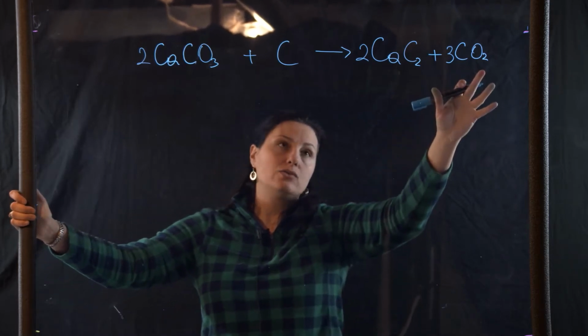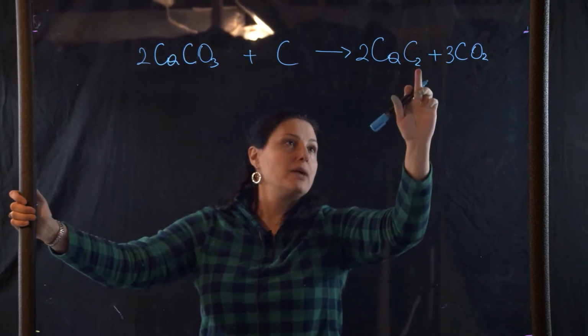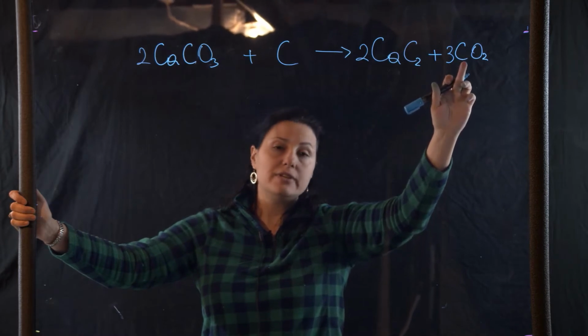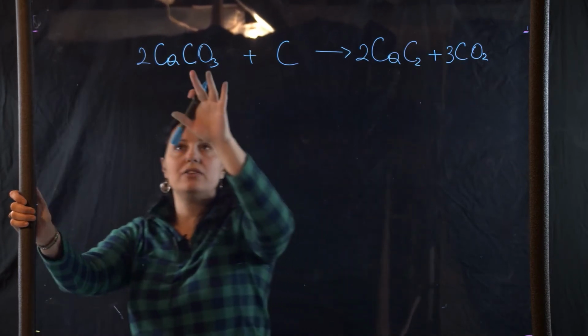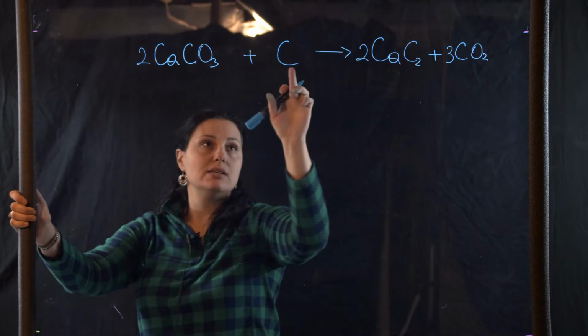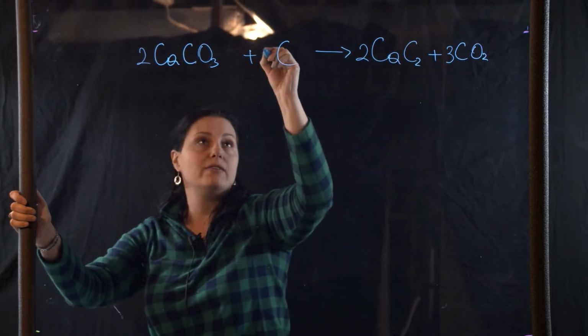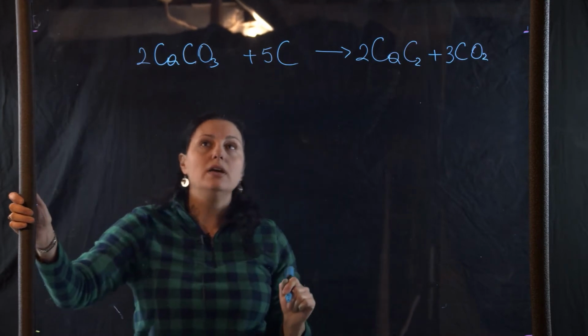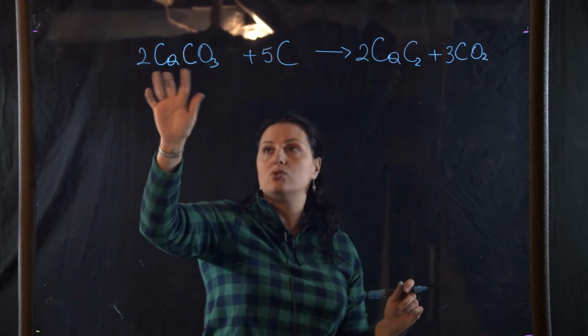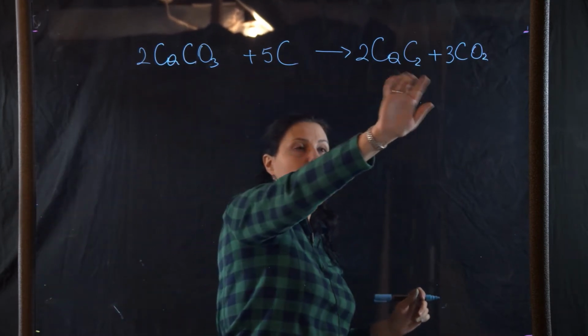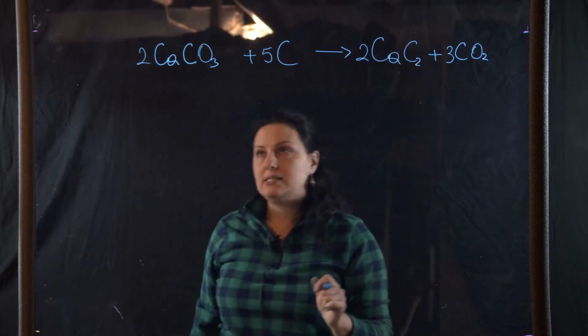So let me count carbons on this side. I have 2 times 2, that's 4, plus 3, that's 7. What about on this side? I have 2 carbons and 1 to make it 7. All I have to do is put a 5 in front of that carbon. And now I have them. So 2 times 2 carbons, 5 carbons, 2 times 2, 4, plus 3, that's 7 and 7.